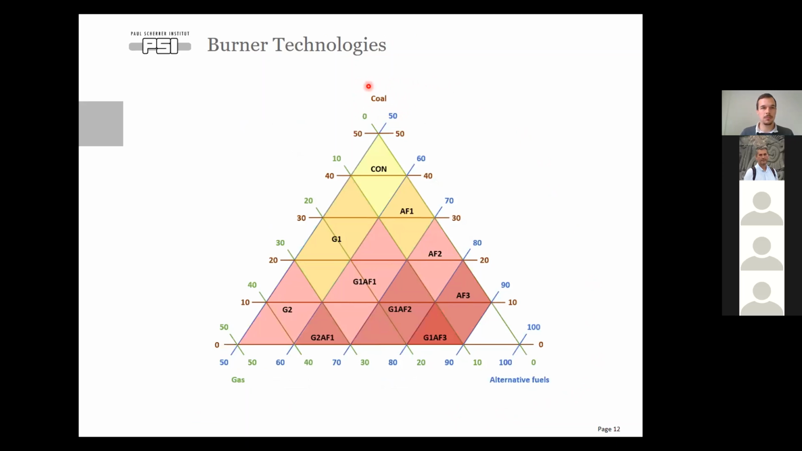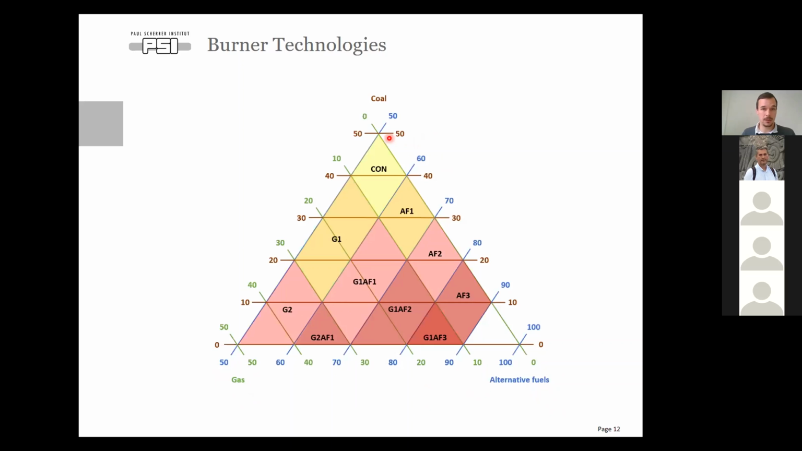Usually in a cement plant, the fuel that is burned is mainly coal, and then you have some alternative fuels. That could be, for example, biomass. It could also be waste products like scrap tires, waste wood, or waste oil, which also go to the alternative fuels. But you would also have the opportunity to use gas. So you have a triangle of different fuels that you could use in a burner.